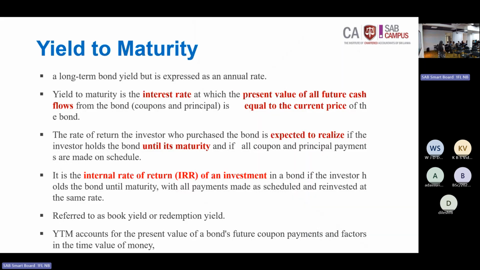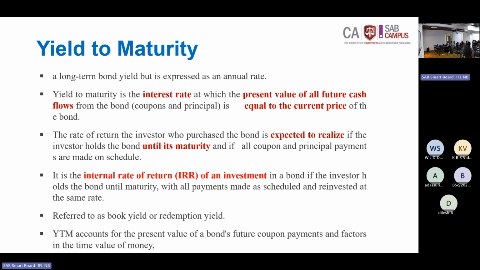Now the next one, yield to maturity. Write it down. Yield to maturity. Or else, how much return are we getting on this bond until the maturity period? If we are identifying, okay, now we take it, we are identifying the return on this bond until the maturity.